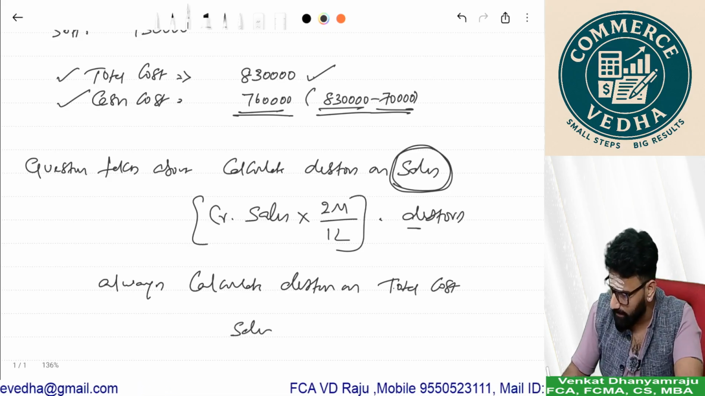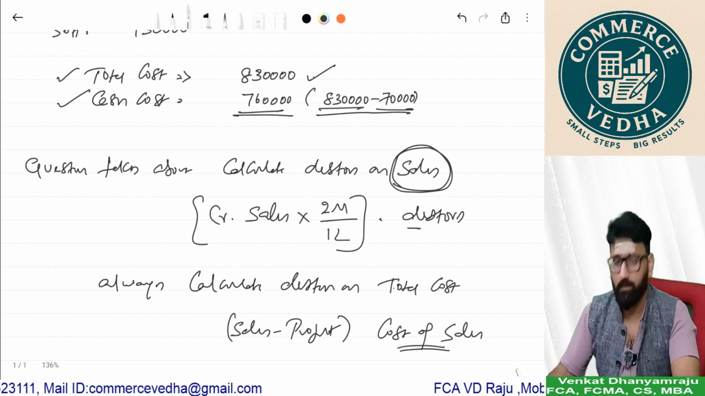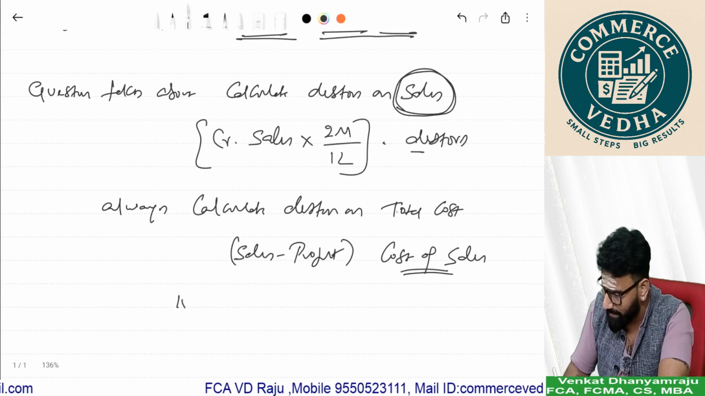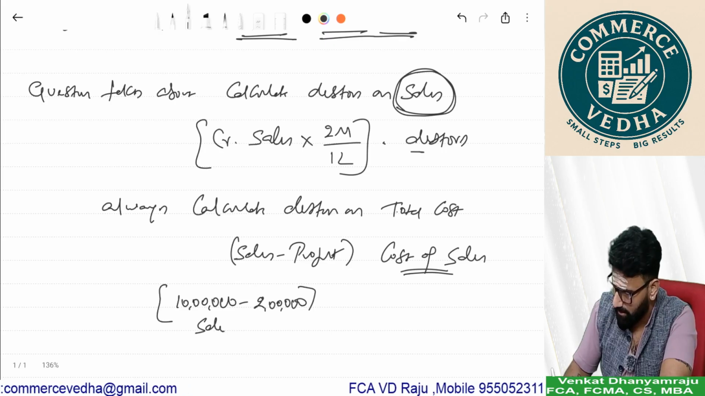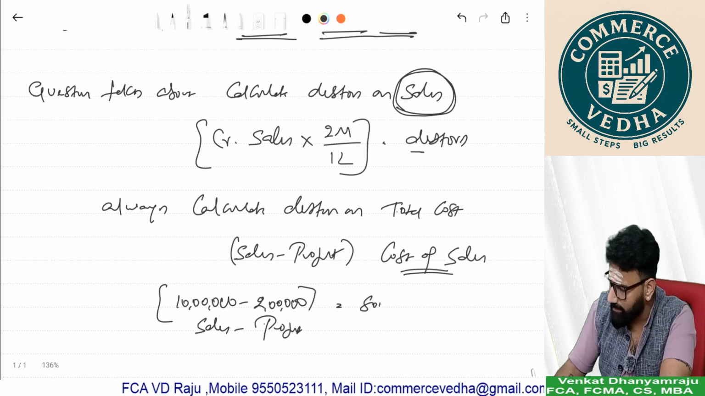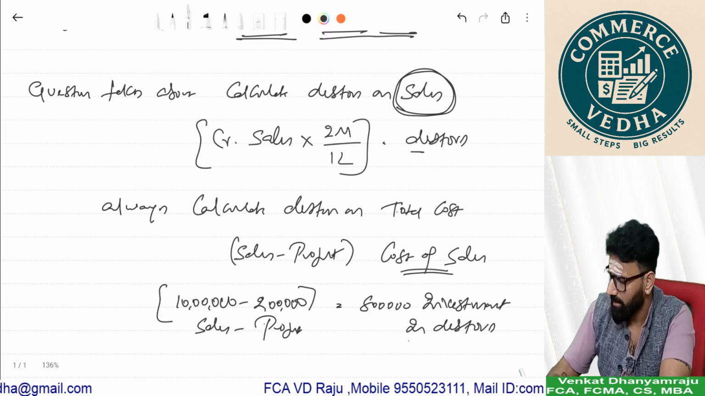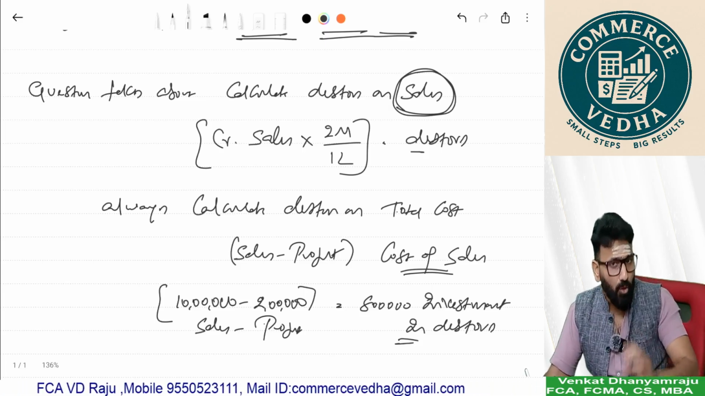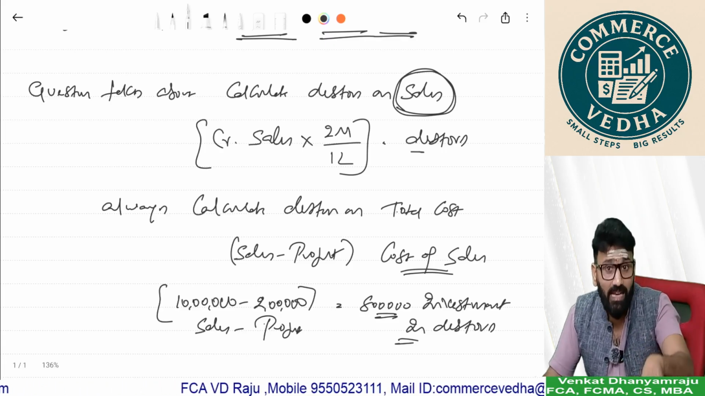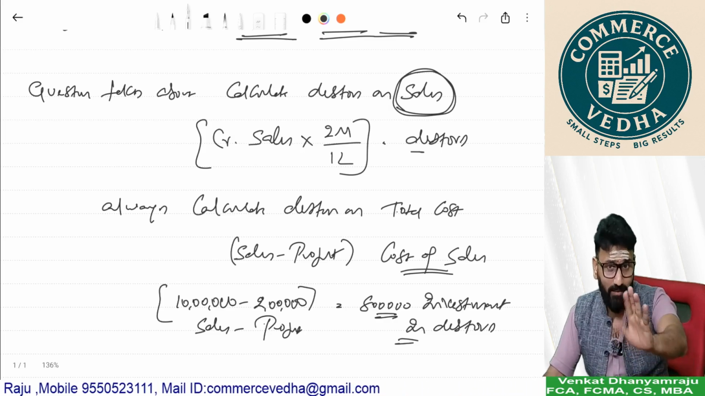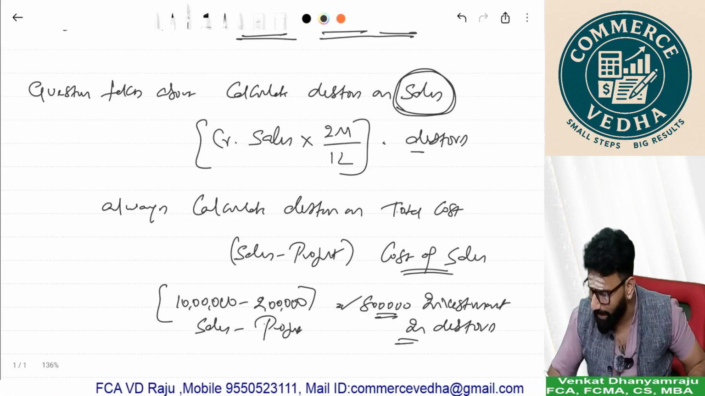That means sales minus profit, cost of sales. Why it is? Because the money you invested, suppose sales are 10 lakhs and profit is 2 lakhs. This 8 lakhs is called as investment in debtors. Your actual investment in debtors is not 10 lakhs. You invested a total cost of 8 lakhs and sold it for 10 lakhs. So your money which is held with the debtors technically is 8 lakhs. The 2 lakhs is your profit. That is also held with them, but that is not spent by you. You only spent 8 lakhs to make a sale of 10 lakhs.